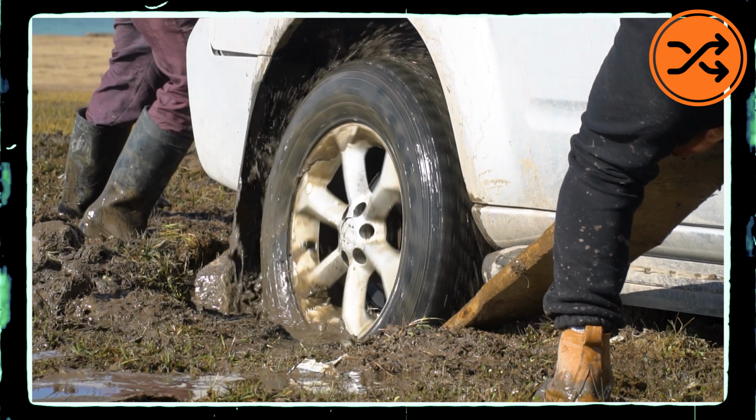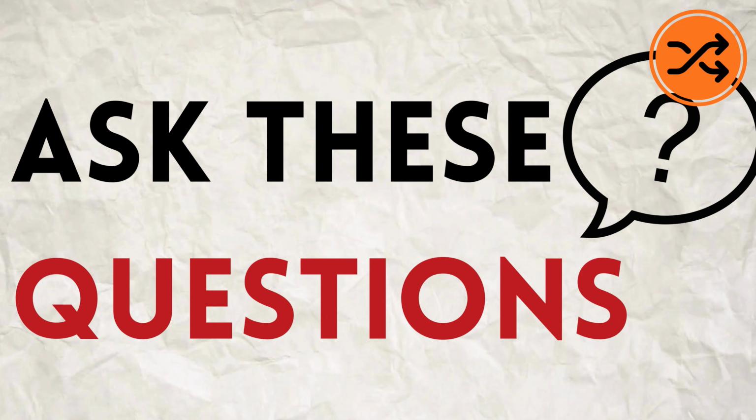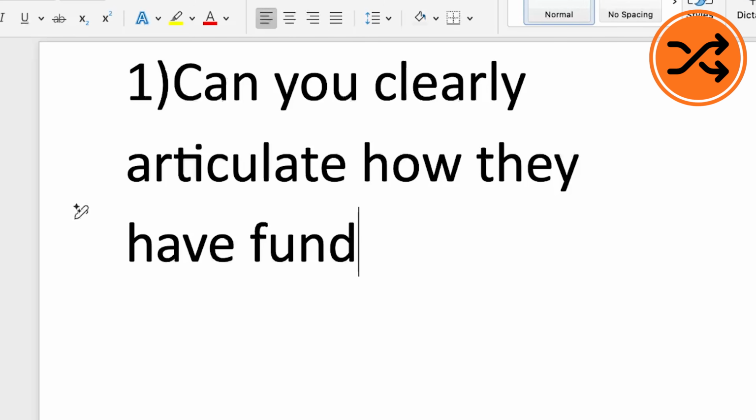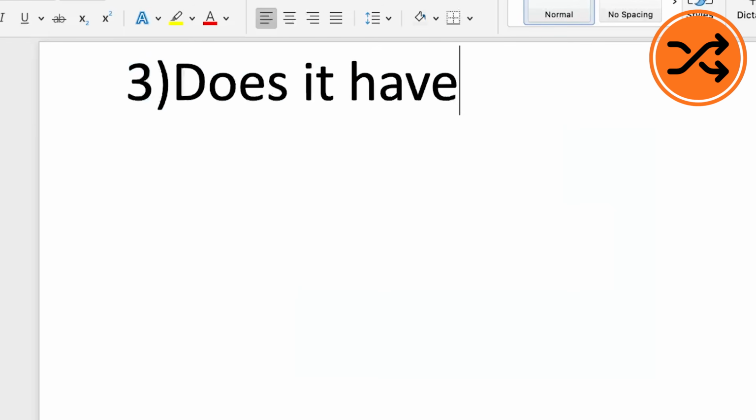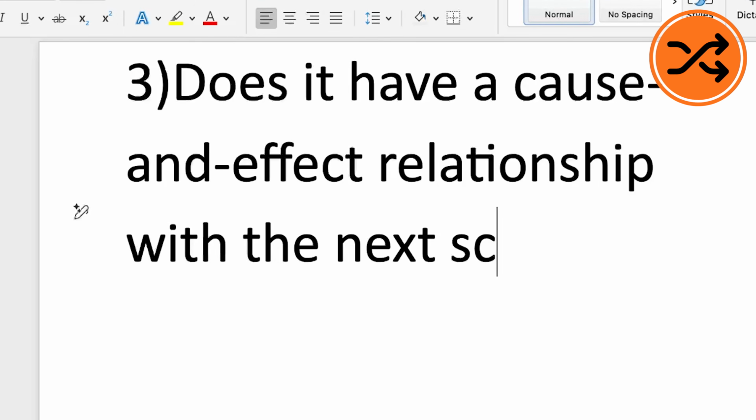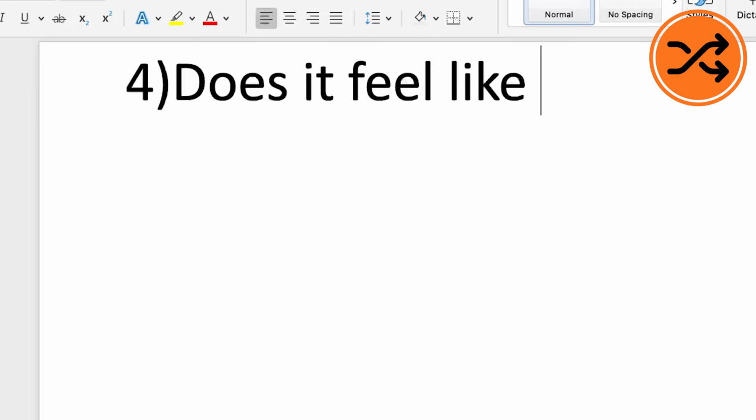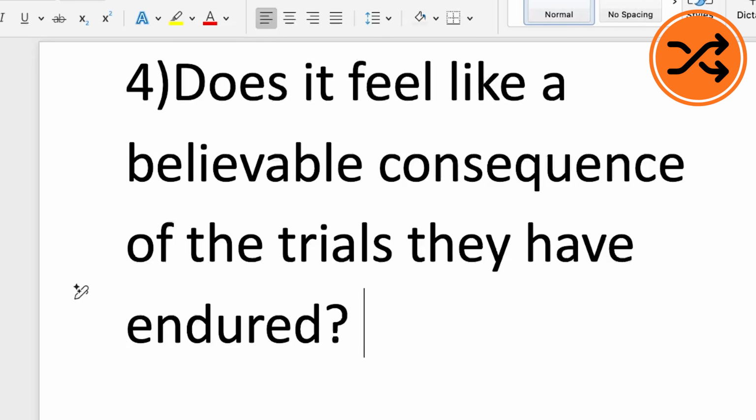So to evaluate your script for change, look at your protagonist's journey from page 1 to the end. Can you clearly articulate how they have fundamentally evolved? Now look at the scene level. Does it begin in one state and end in a completely different one? Does a relationship move from trusting to broken? Does a belief move from certain to shattered? Does it cause a sort of cause and effect relationship going into the next scene? Does it feel like a believable consequence of the trials they have endured?